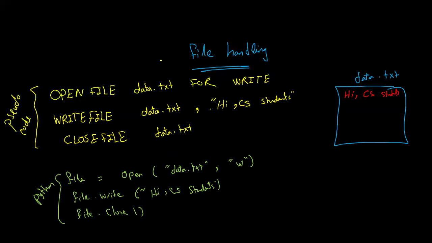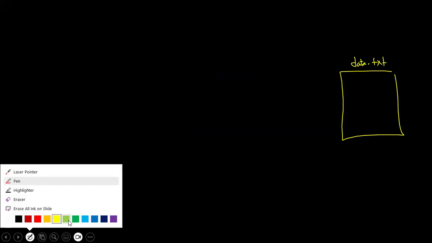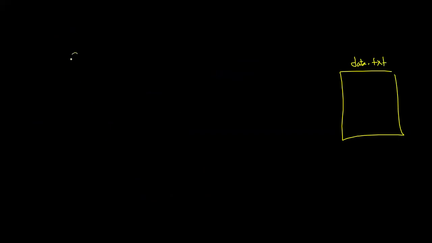This is if I want to write. Now I want to read. I have a file already, there is data in this file, and I want to read data from it. How can I read data? This is our file, which is called data.txt. If I want to read from the file using pseudocode, I will mention open file and the file name, data.txt, for read. I want to read now from the file. I have a message already written: hi, CS students.